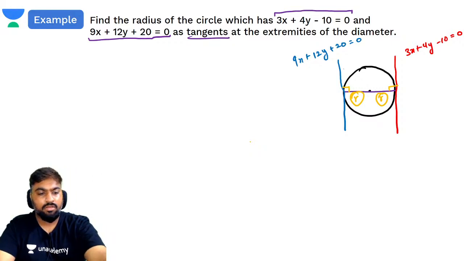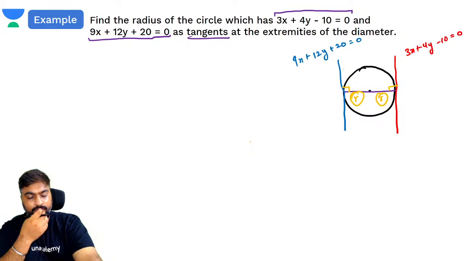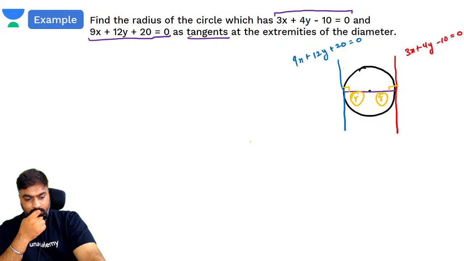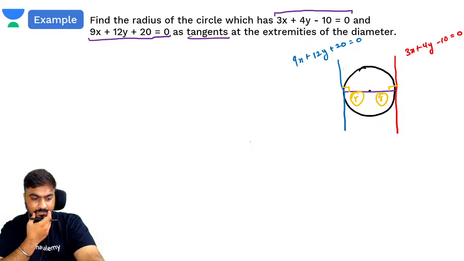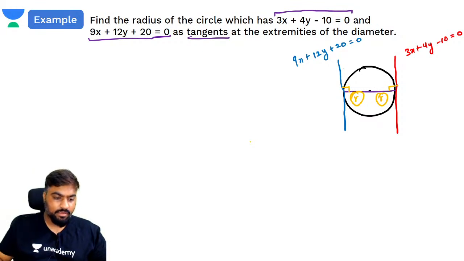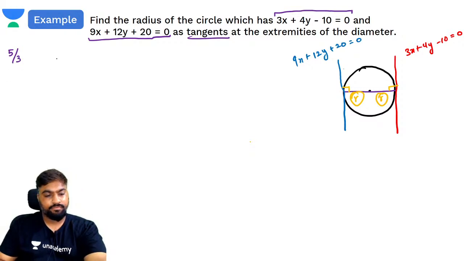So this question looks complex, but it's actually very simple. Try it calmly, you'll get it. Sharmishtha says 5/3. Anyone else? Sharmishtha says the radius is 5/3. Anyone else? Think logically guys, this question is very much doable.